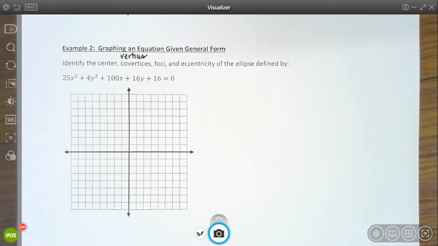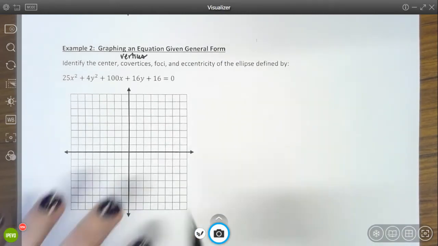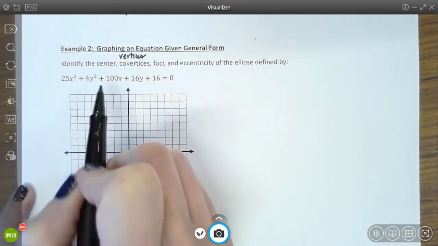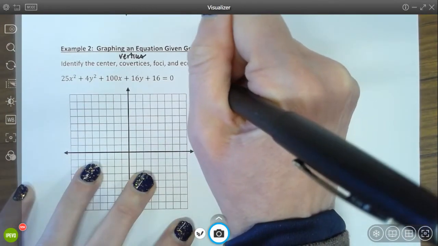I think about it as 5 steps. The first step is to make sure that our equation starts out where my x terms are together, my y terms are together, and my number is all by itself on the right-hand side of the equal sign. So my first step is always to reorganize my equation to fit that format. So I'm going to rewrite this by putting the 25x squared and the 100x together side by side.